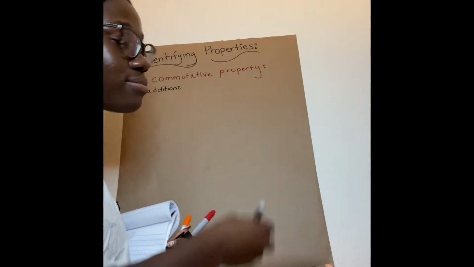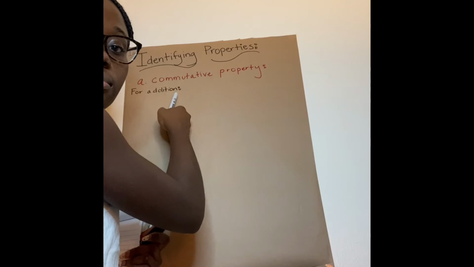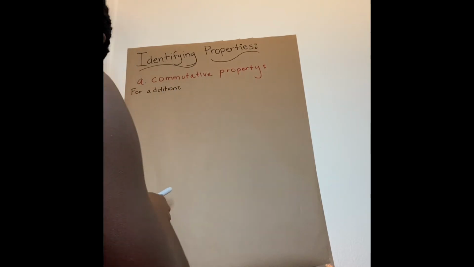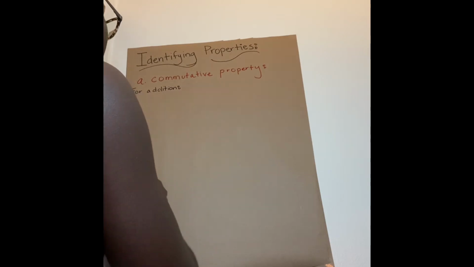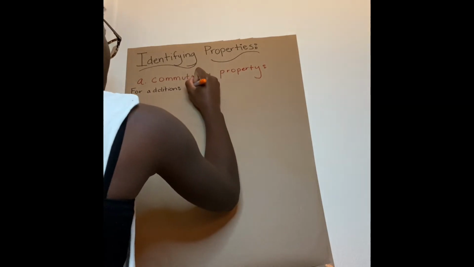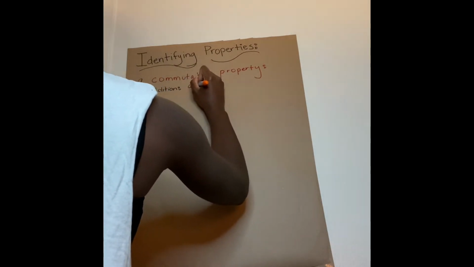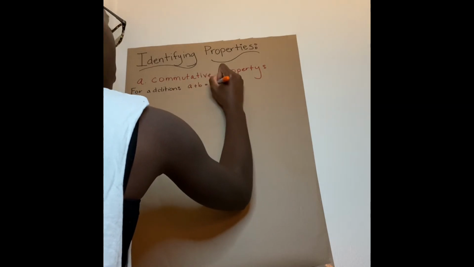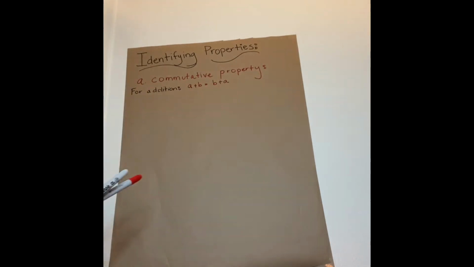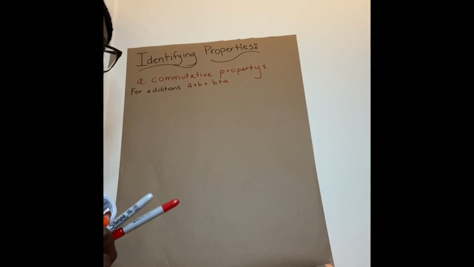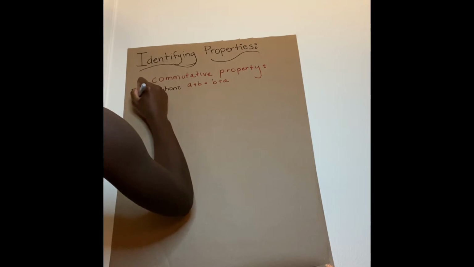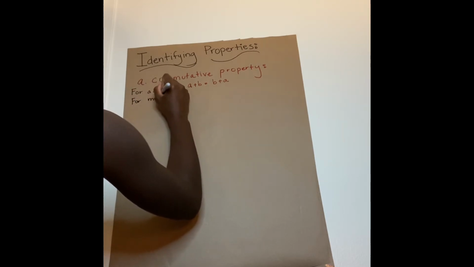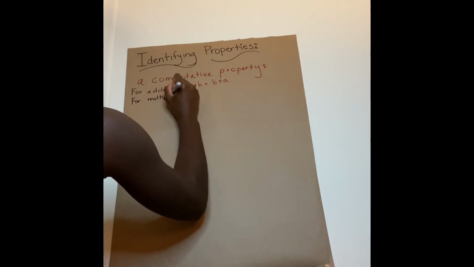So, the commutative property of addition states that when two numbers are added, the sum is the same regardless of the order in which the numbers are added. So in numerical form, something like 3 plus 5 equals 8 is the same as 5 plus 3 equals 8. So I wrote here A plus B is equal to B plus A.